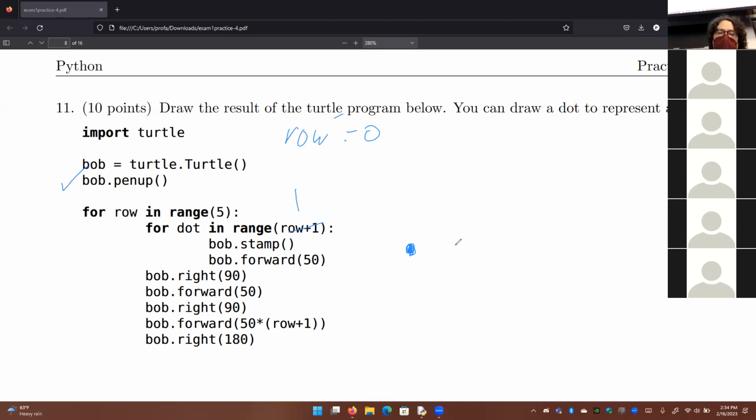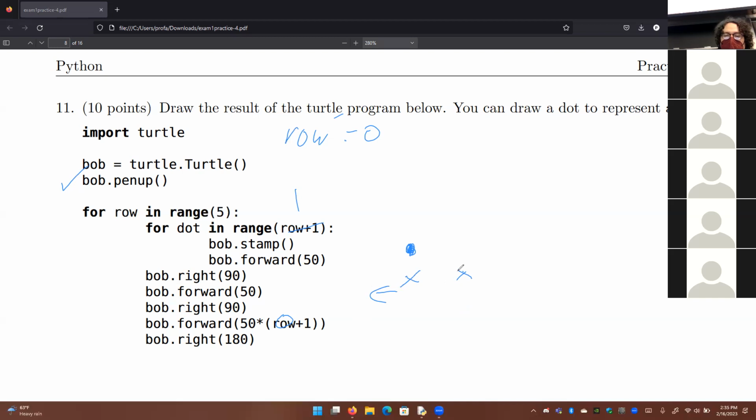So stamp, move forward 50. The turtle's right here right now. Then I do some weird commands after this, which is Bob.right. He was facing this way, now he's facing down. Then Bob moves forward, so Bob's position goes from here to here. Bob.right again: he turns right again, which faces him left. Then Bob.forward 50 times row plus 1. Row is currently equal to 0 plus 1, and 50 times 1 is 50. So we move him here, and he's facing this way.